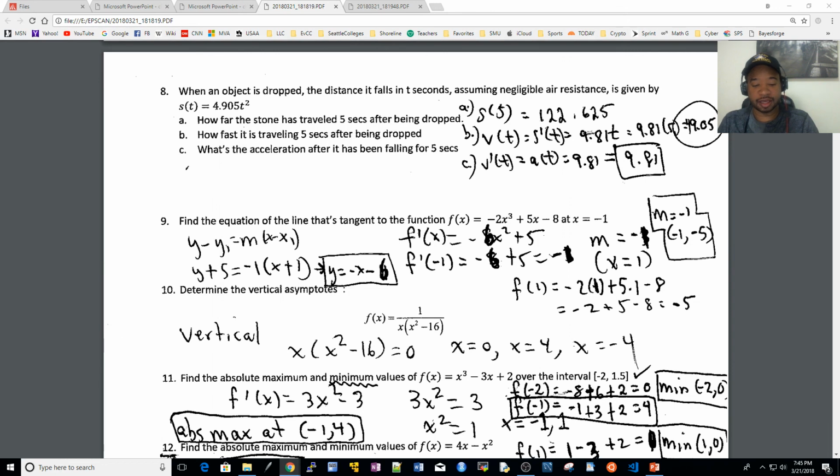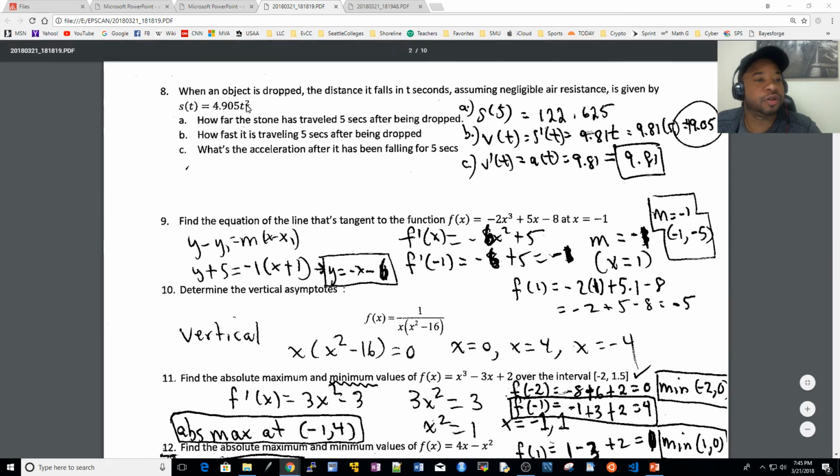25, okay. And then we do 25 times 4.905. And what do we get? Well, 25 times 4 is already 100. So it's a little bit more than 100. All right. And so we're getting 122.65.